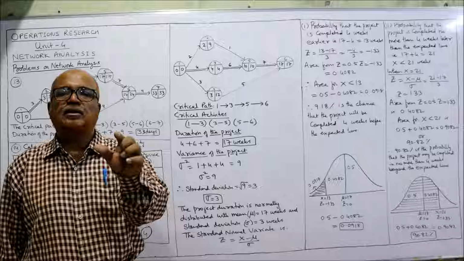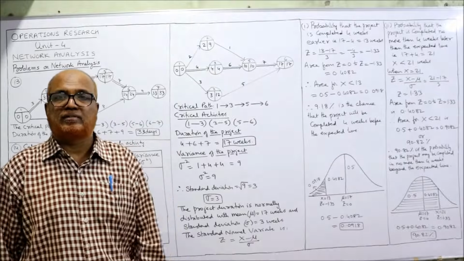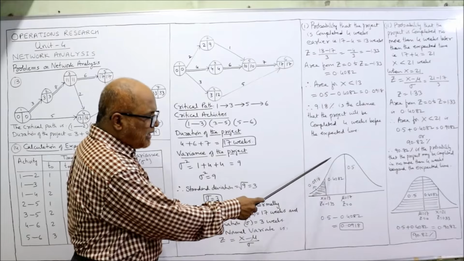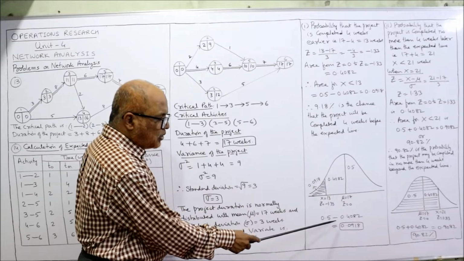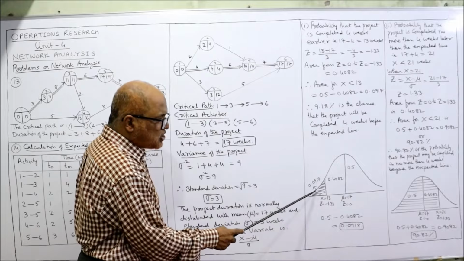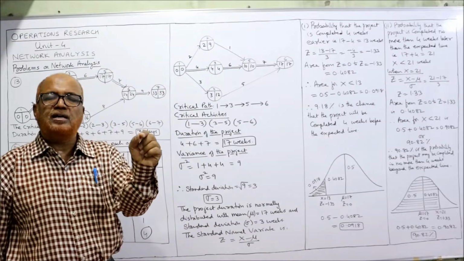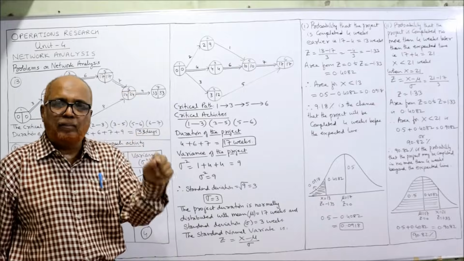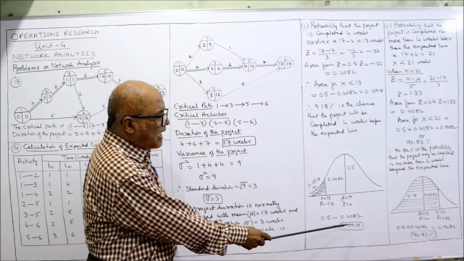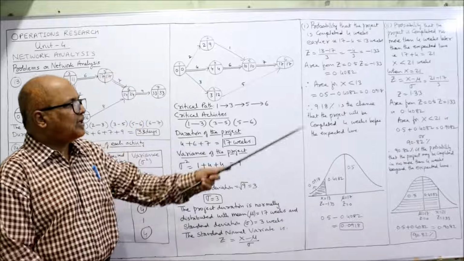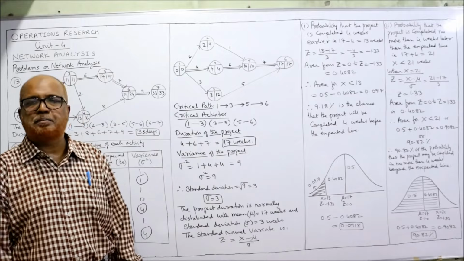But we need the shaded area. What is the probability that the project will be completed below 13 weeks? So we need this shaded area. The complete area to the left side is 0.5. From 0.5, deduct 0.4082. So 0.5 minus 0.4082, the shaded area is 0.0918. So 0.0918 is the probability that the project will be completed in 13 weeks. In percentage terms, 9.18%. 9.18% is the chance that the project will be completed 4 weeks before the expected time.